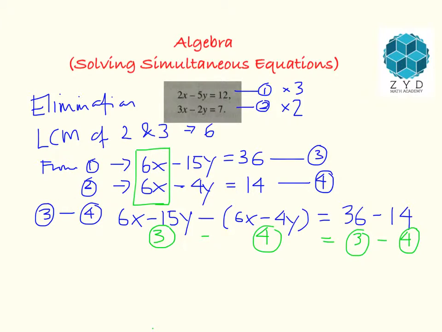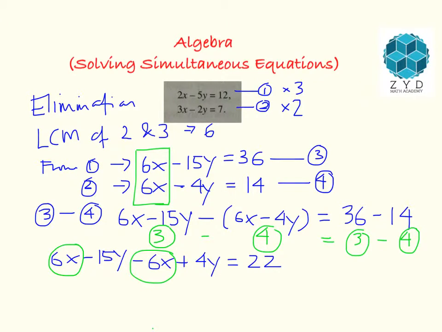Alright, so let us evaluate the answers. 6x minus 15y minus 6x plus 4y equals 22. As you can see, 6x minus 6x, so we have eliminated them. Negative 15y plus 4y is negative 11y equals 22. So therefore y is equal to minus 2. So we have got our first value, which is y equals minus 2.